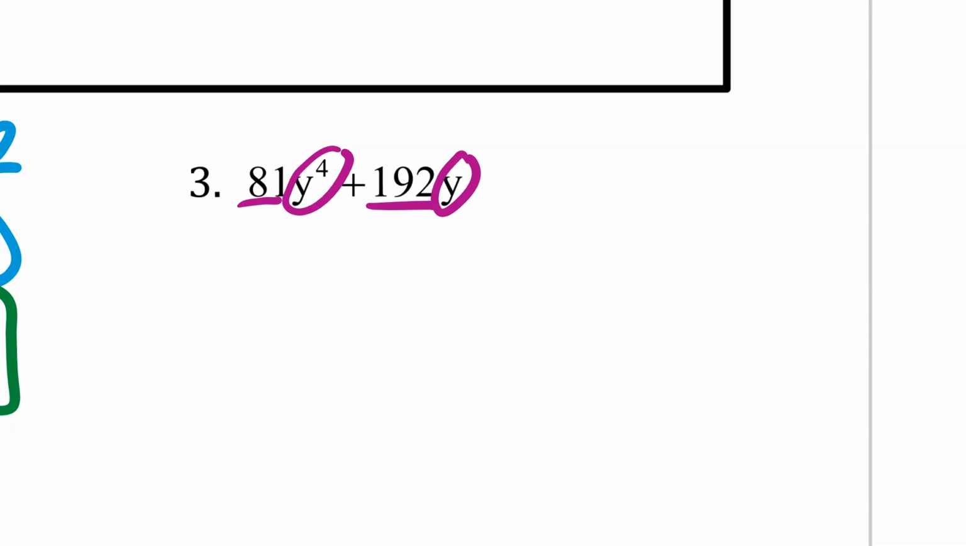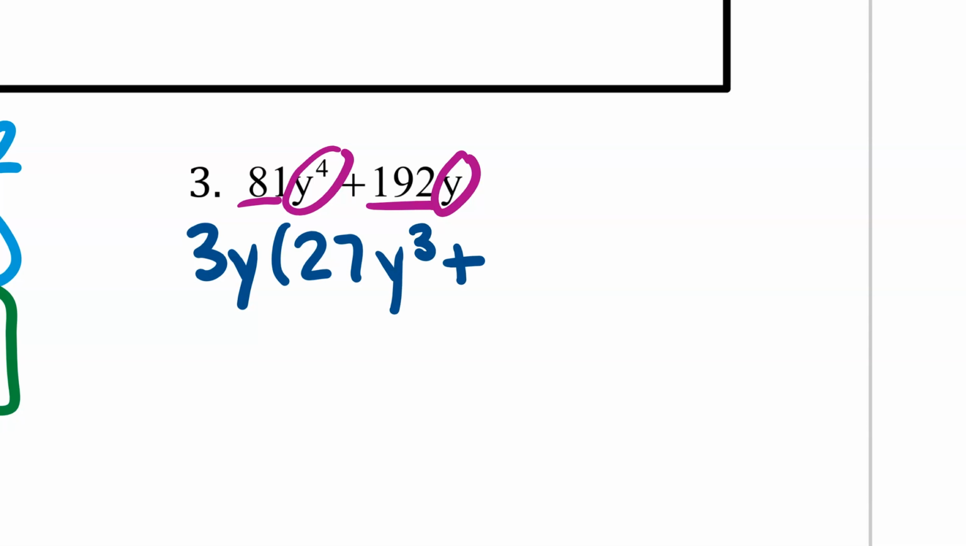81 I know is 9 times 9. I don't think 192 can be divided by 9 though. So we'll start with something smaller, maybe like 3. And it can be divided by 3. So I'm going to take out 3 and I'm going to take out y, and hopefully I get a sum of cubes in here. So 81 y to the 4th divided by 3y is 27 y to the 3rd, plus 192 divided by 3 was 64.